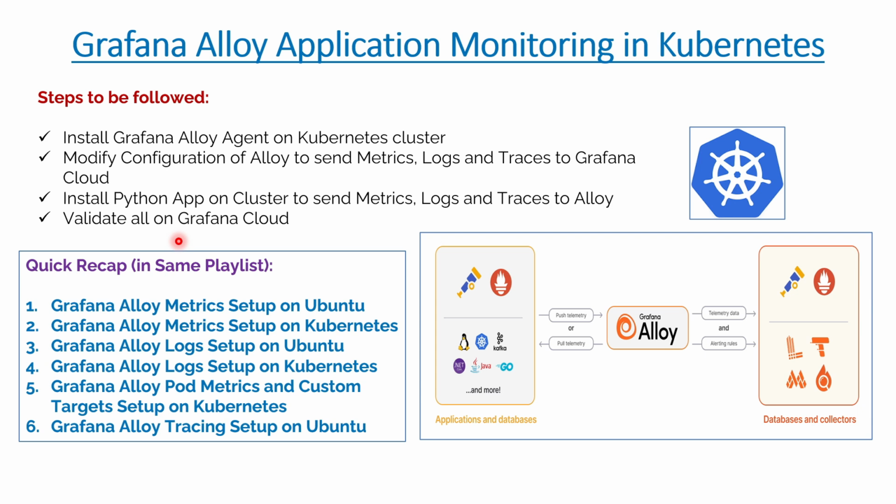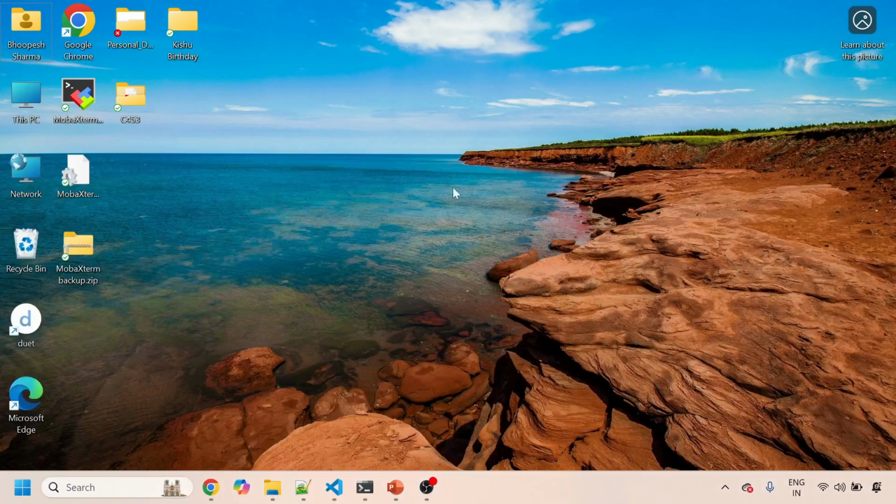Okay, for the LGTM stack. Quick recap of what we have done in the same playlist. We have done all the setup on Ubuntu, like getting the metrics from Kubernetes, but all about infrastructure details. We have not done anything on the application side. Today we are checking the application level setup on a Kubernetes based cluster, which is a very popular ask. So let's get started. Let's not waste any further time.